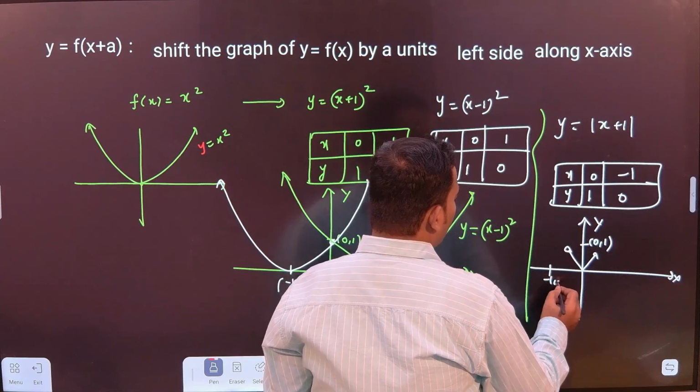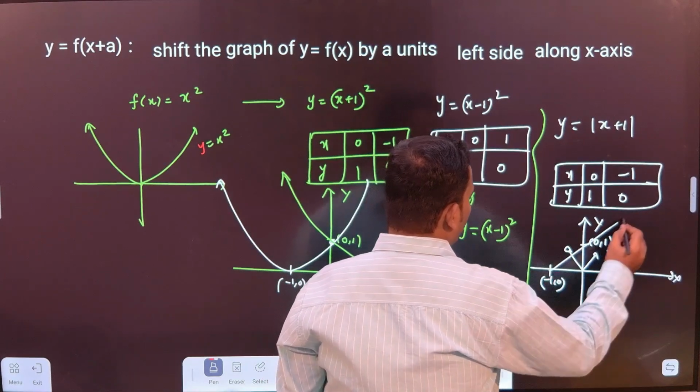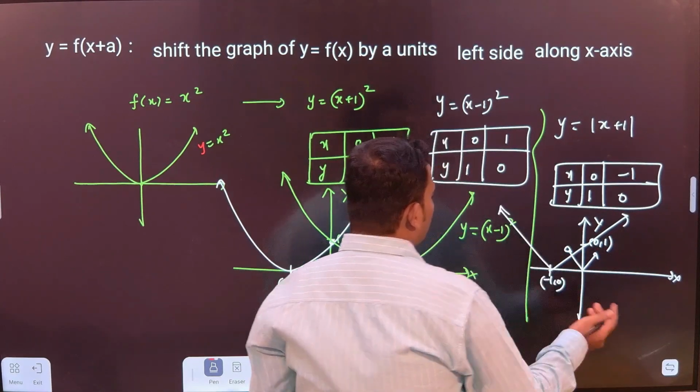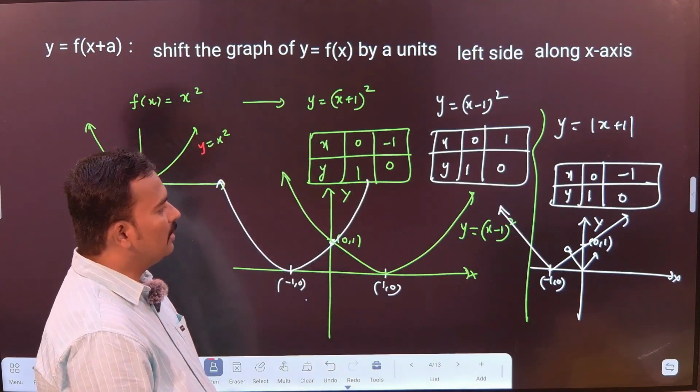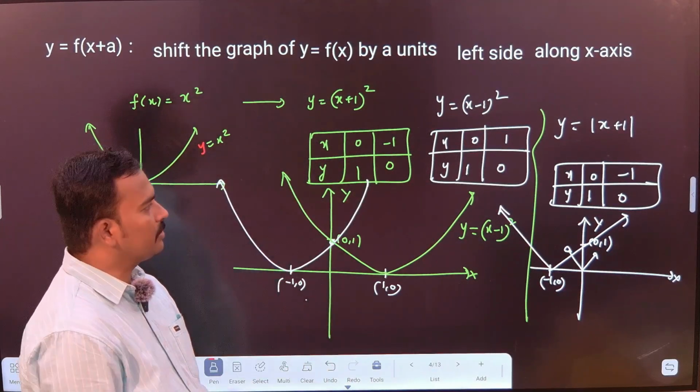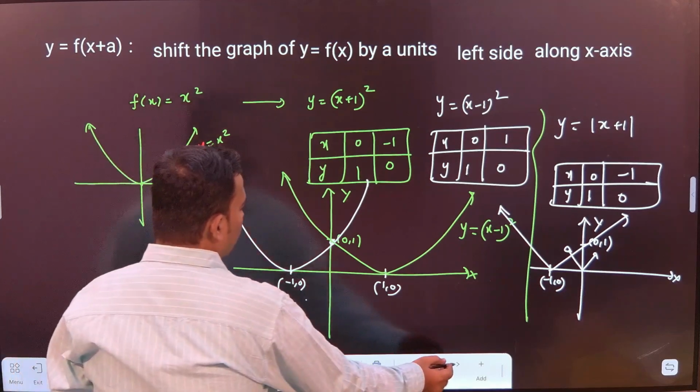Minus 1, 0 left side. So the graph will be shifted, you can see, shifted left 1 unit. Understand? This is the input translation, right? Okay.